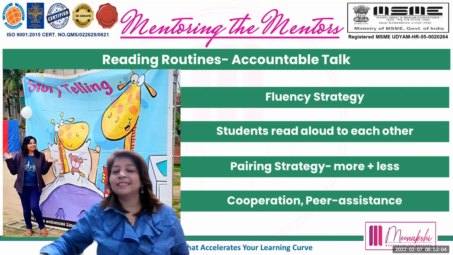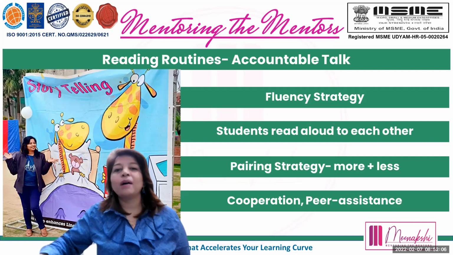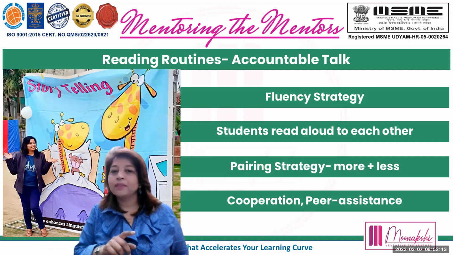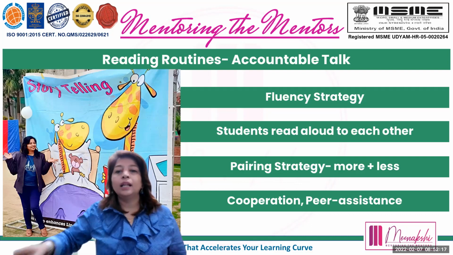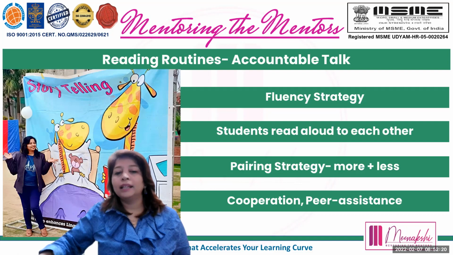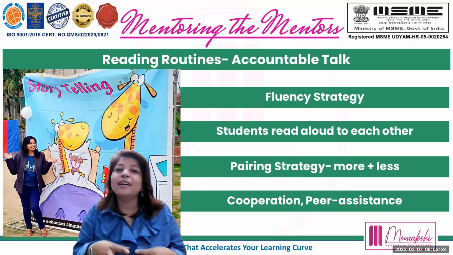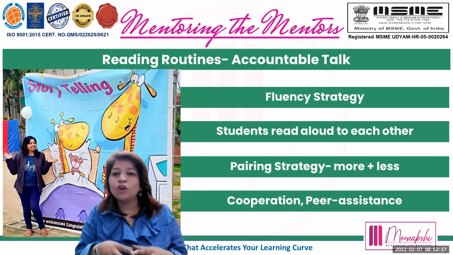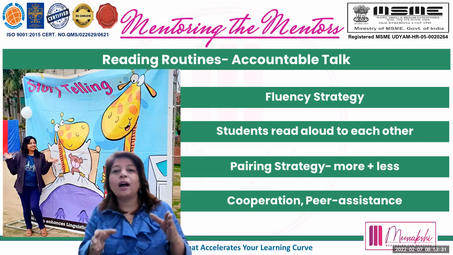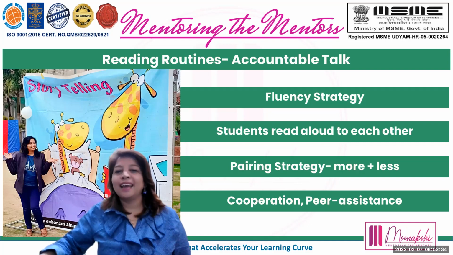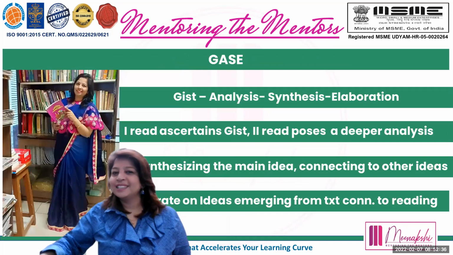So this strategy, reading routines, is a fluency strategy. Students read aloud to each other, right? It can be a pairing strategy as well. So they will be involved in such kinds of routines when you ask them to present the same together. And here also you can pair the children who are more fluent with those who are less fluent. So this is again a cooperative or peer assistance strategy.